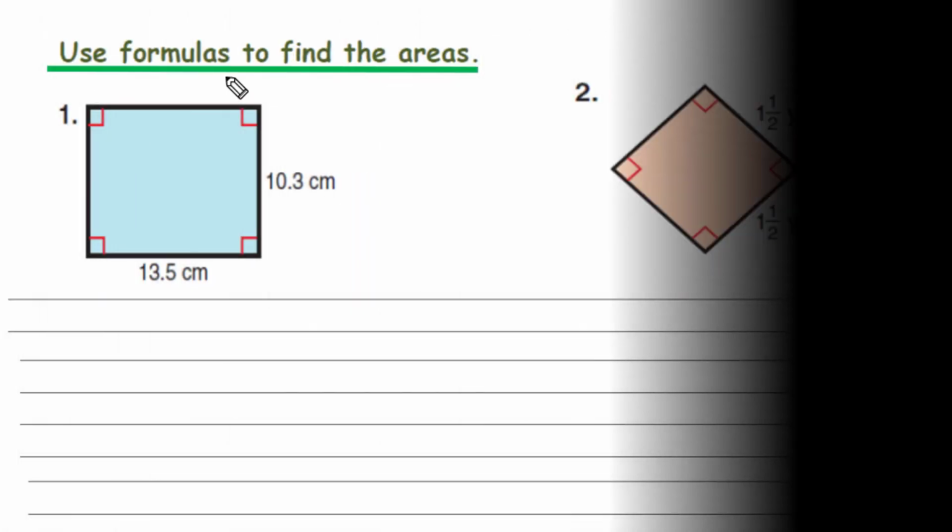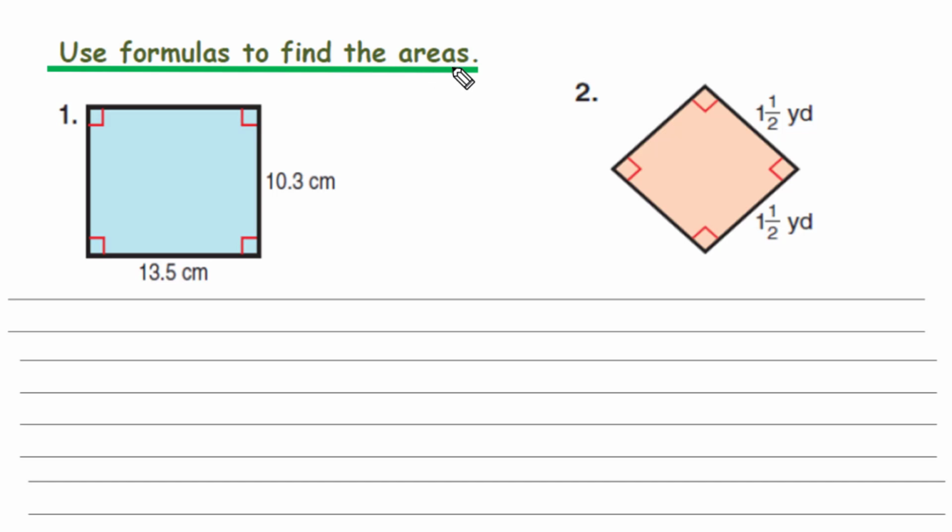Next, area of squares and rectangles. How can we find the area of the square? How can we find the area of the rectangle? Use formulas to find the areas. Look at the first one, it's a rectangle. We have 2 different dimensions. 13.5 centimeters is called length. 10.3 centimeters is called width.